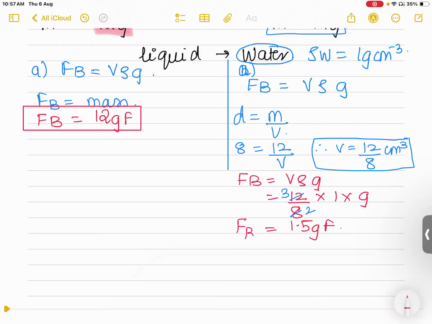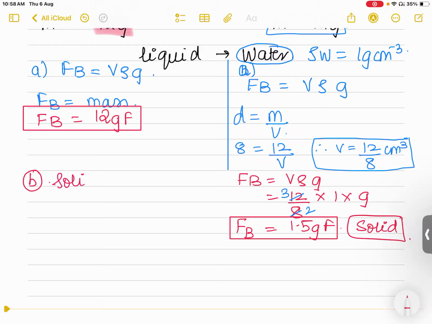This is the buoyant force which is going to act on the iron ball, which is solid. And the upthrust experienced by the hollow iron ball will be 12 gf. Easy, guys? Simple? Sure. Let's go with the next part. Part B says which of the objects will sink and which will float. It's very simple and very obvious. If I talk about floating and sinking, definitely the solid ball will sink.